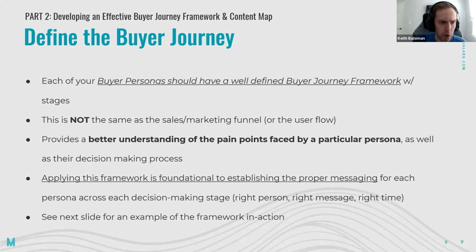Each of our buyer personas should have a well-defined buyer journey framework with stages attached to it. Before we get into that, the way the framework works is that once we have our ICP defined and identified, we want to make sure that our framework fits each of our personas and ICP segments, so that we can have a deeper understanding of what drives that particular persona to make a purchasing decision.